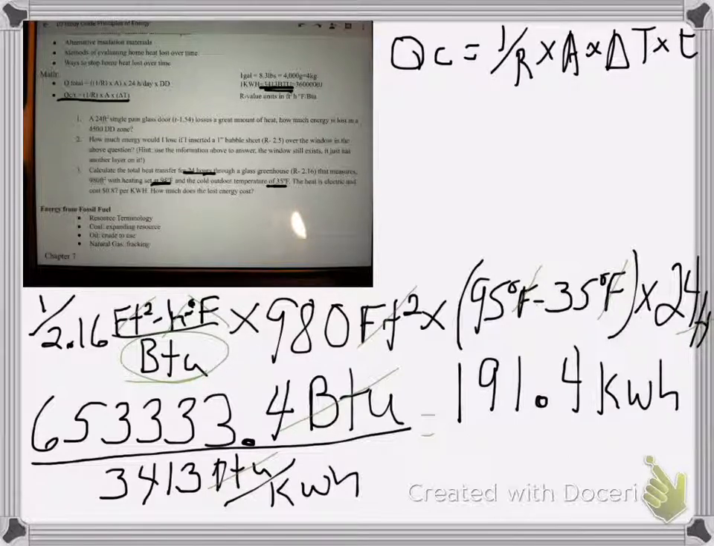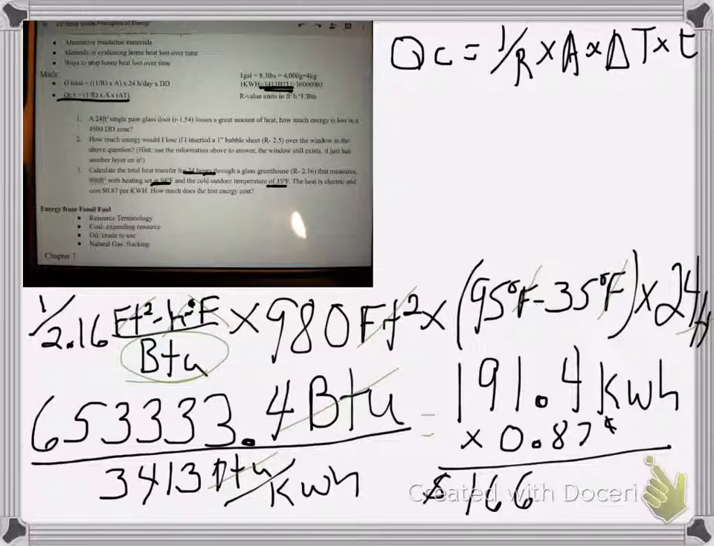And the last part is to find out how much this is going to cost me. Since it's 87 cents per kilowatt hour, I'm going to times this by 87 cents. And I will get how much loss of energy, and that will be my final answer. And that gives me $166.54. So that's my final answer, and that's how I would do the third question.